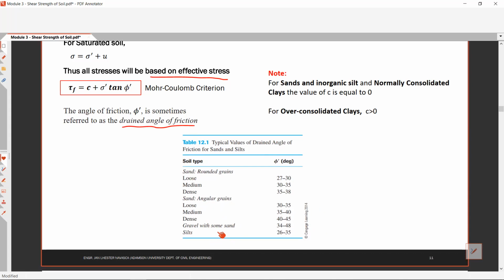Then for gravel with some sand, we have an angle of internal friction, or the drained angle of friction, of 34 to 48. And for silts, we have 26 to 35. So this table is important if you are doing your preliminary design of an earth retaining structure or an isolated footing. So you need this value or this table.